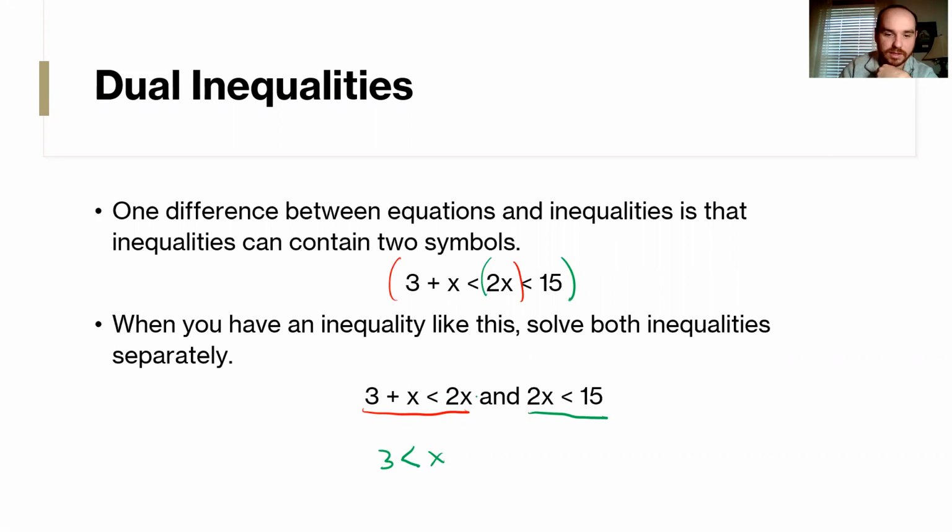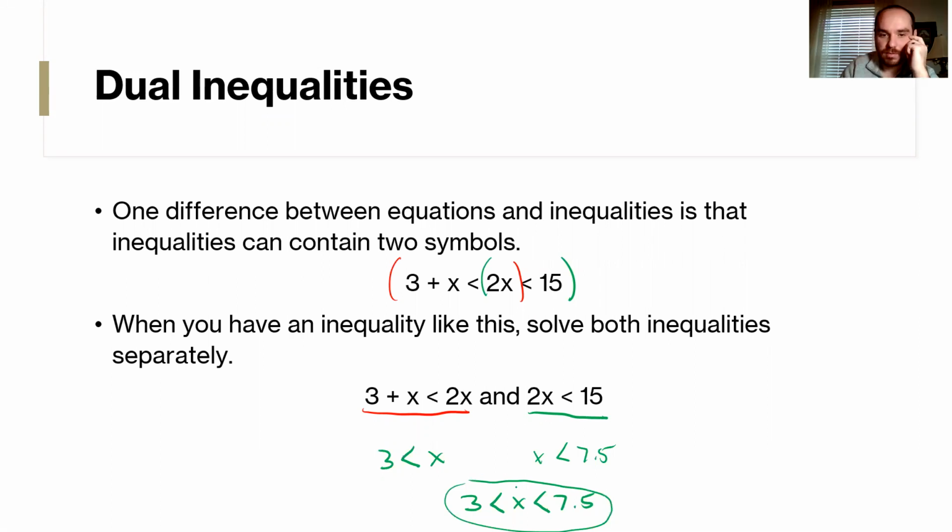Yeah, and we just subtract x from both sides, and ta-da, that one's solved. And then this one, we can just divide both sides by 2, which will give us x is less than 7.5, and then you can recombine these, right? So we have 3 is less than x is less than 7.5, and that'll be our answer to that one.